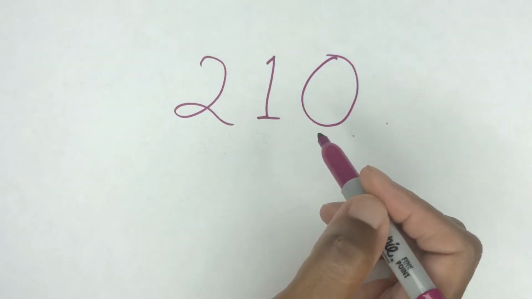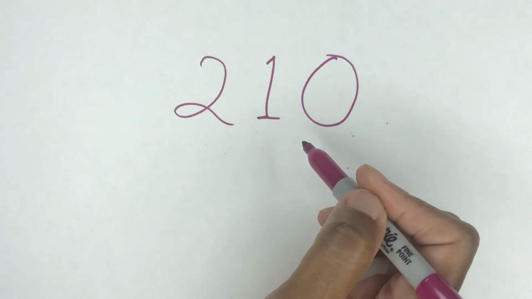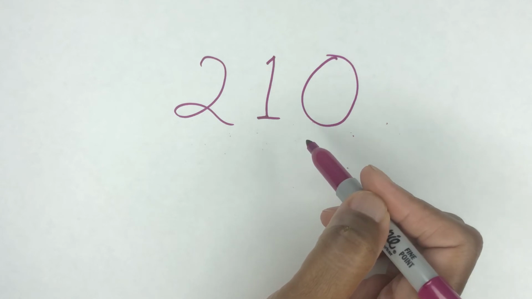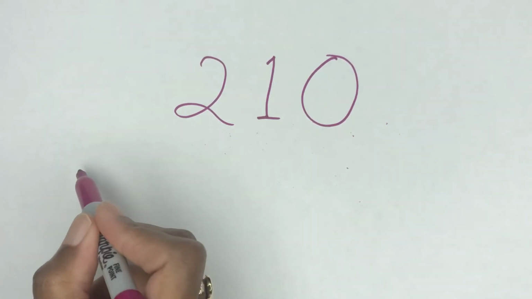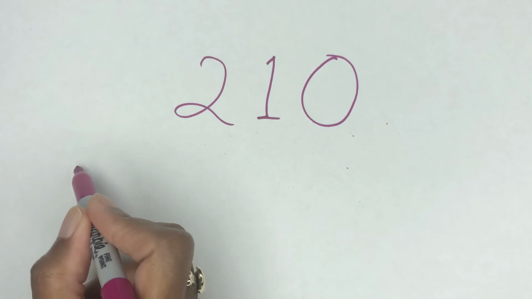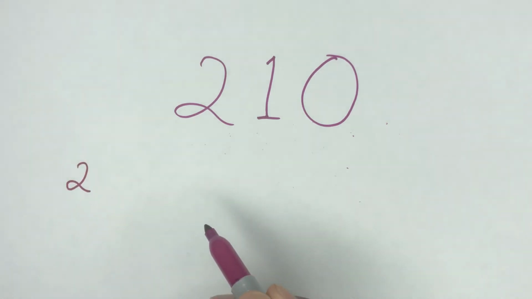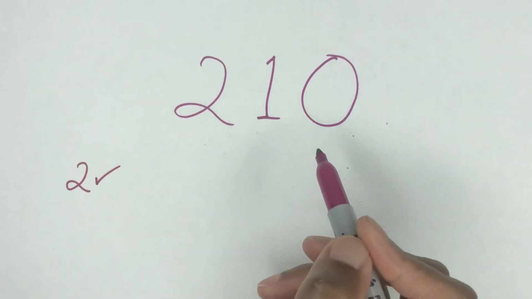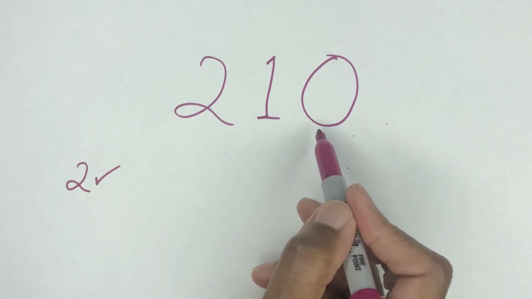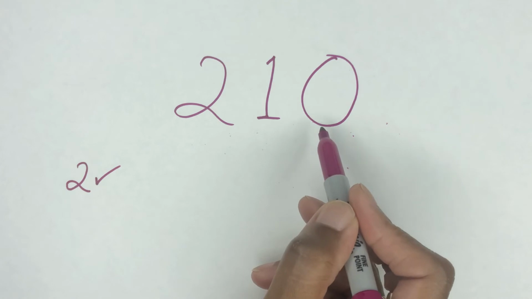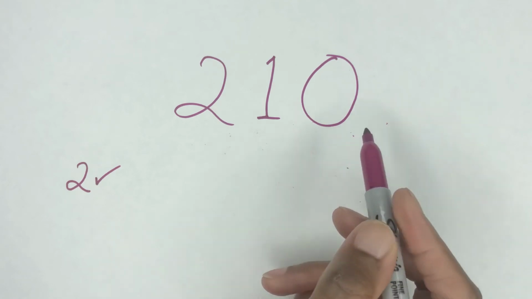Let's look at this number, 210, and go through some of these divisibility rules. Can 210 be divided by 2? Yes, it can, because it ends in a 0, so it's a multiple of 2. Remember 0, 2, 4, 6, or 8. So yes, 210 can be divided by 2.